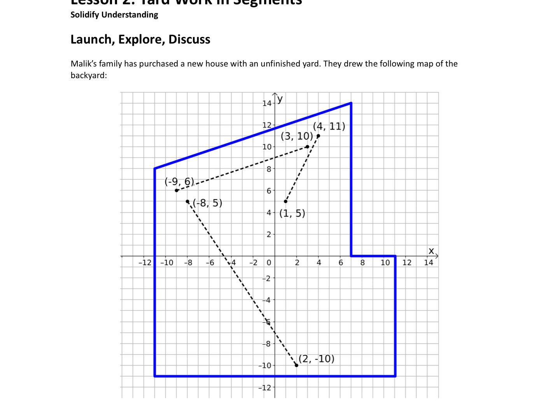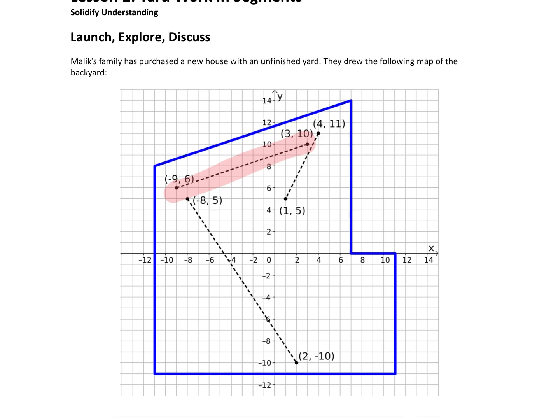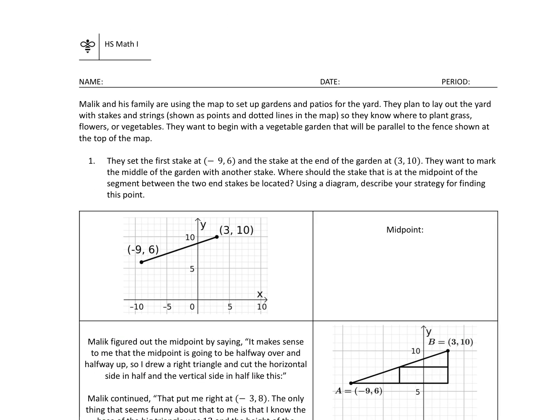They want to begin with a vegetable garden that will be parallel to the fence shown at the top of the map. So this is what they're beginning with, right here with this vegetable garden. So we're going to look at the vegetable garden first. Let's go ahead and turn the page, and we're going to analyze the vegetable garden.